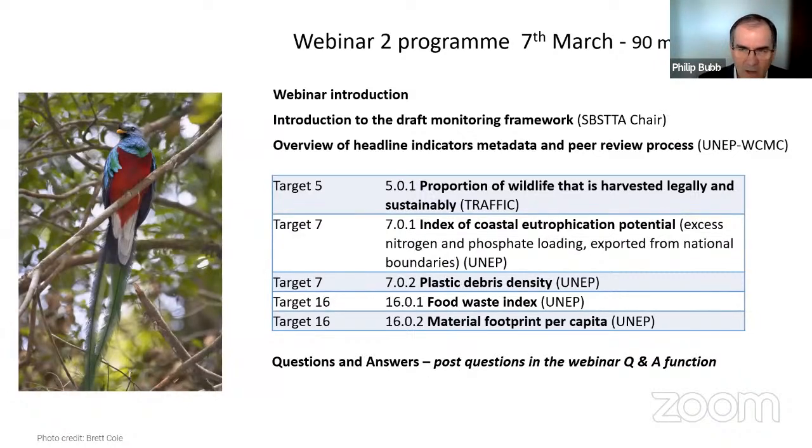Then we're going to hear from UNEP-WCMC about an overview of the headline indicators metadata and the peer review process for that. And then we will have presentations on each of the 5 indicators listed here. And we'll have then some time at the end, about 15 minutes for questions and answers. Please do post your questions in the webinar Q&A function, and then we'll have a few closing remarks by the Secretariat of the CBD.